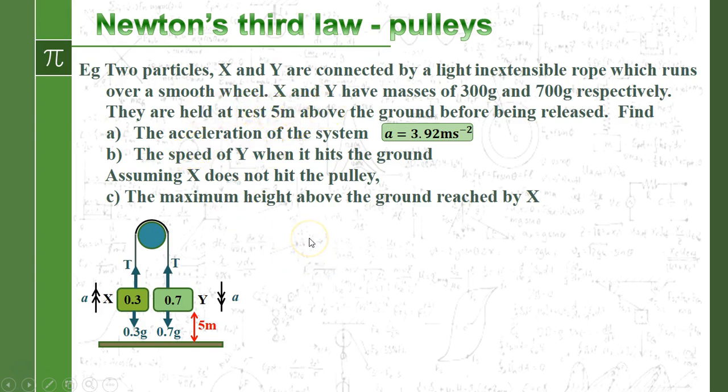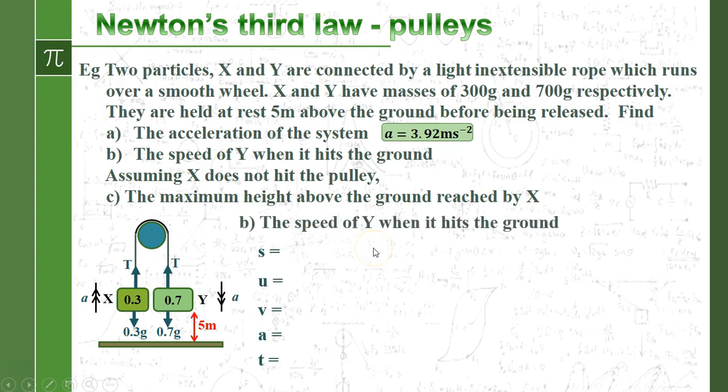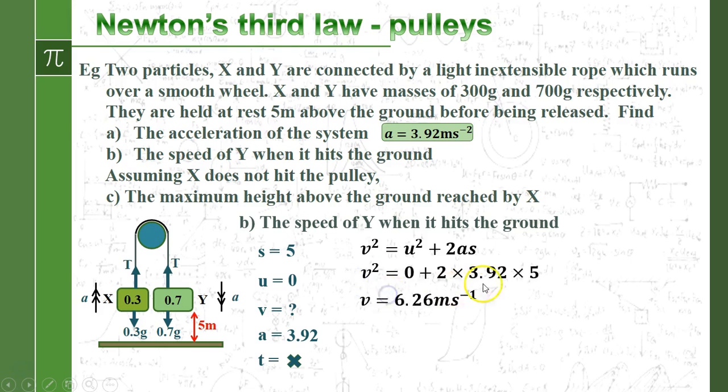Hopefully that's starting to trip a few bells in your head, thinking we're going to need a bit of SUVAT here. So let's have a look at what we've got when it hits the ground. We've got displacement, it's 5, held at rest initially, so our initial velocity was 0. V is the thing we're trying to find. We've just got acceleration. T is the one we don't care about, so that's going to be v squared equals u squared plus 2as. Plug all the values in, and we've got v equals 6.26 meters per second.